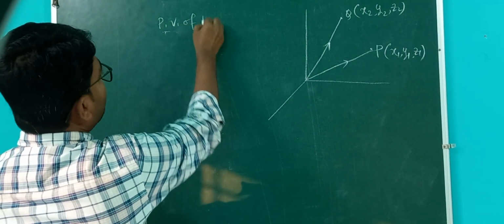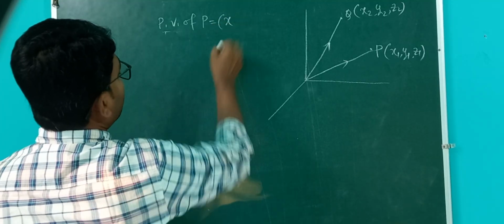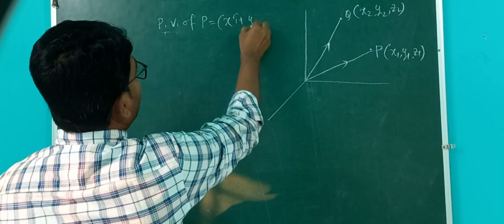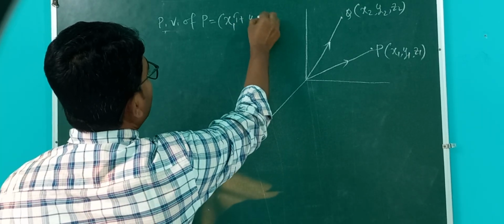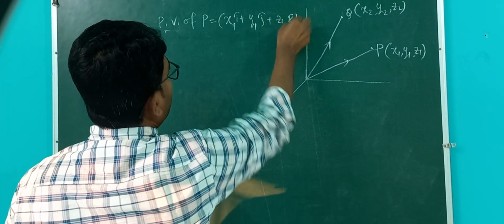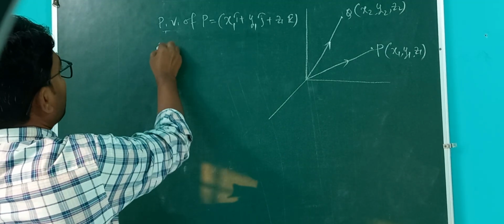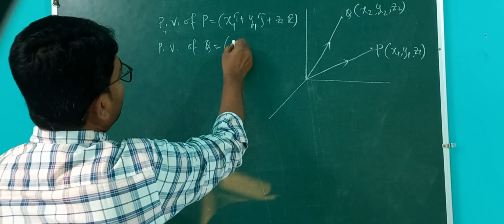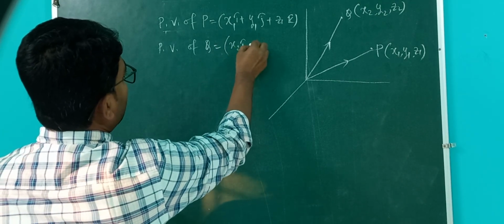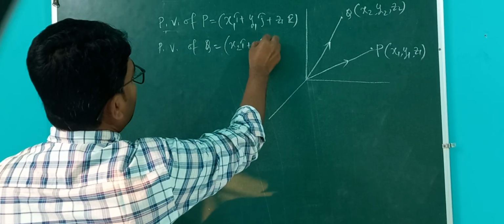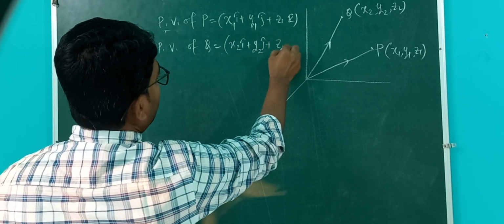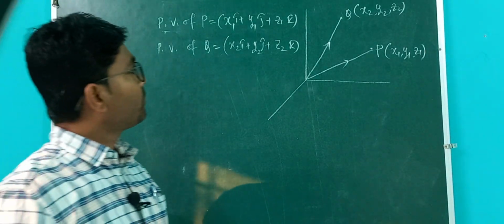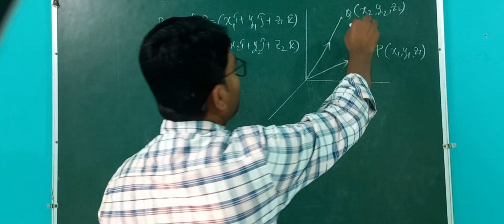Position vector of P equals x1 i, y1 j, z1 k, and position vector of Q equals x2 i, y2 j and z2 k. First we will calculate what the vector PQ is.